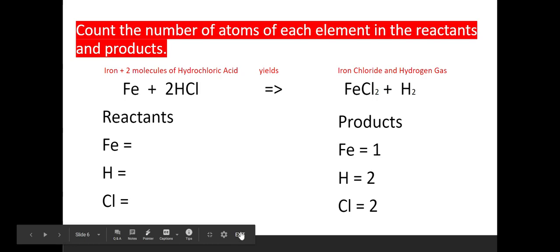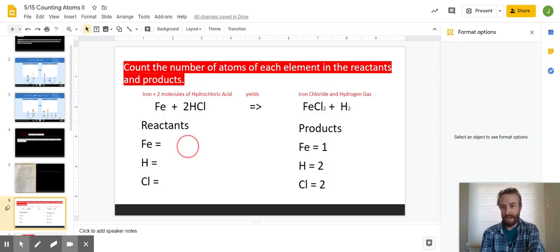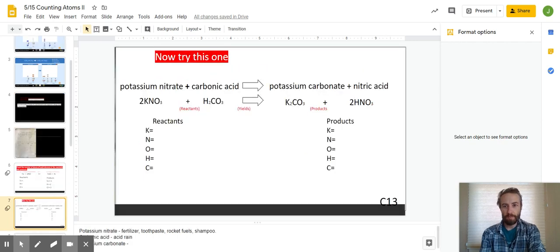So that means that we haven't lost any mass, and this means that the chemical equation took place. The chemical equation is written correctly, and a chemical reaction took place. Let's move on to the next practice problem. It says, now try this one. So here's where you do need to write down the chemical name for each one of these molecules.